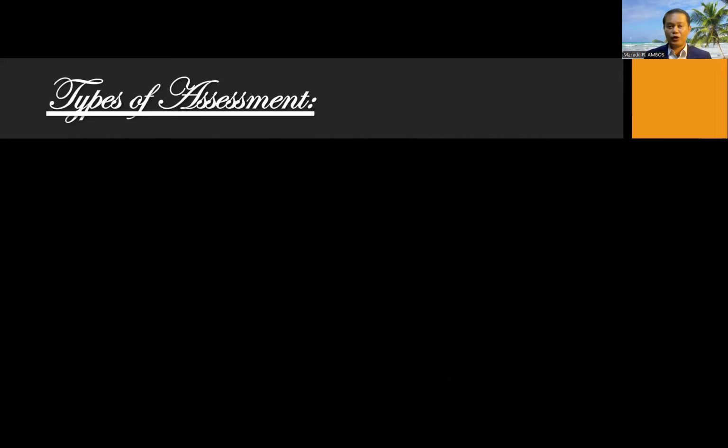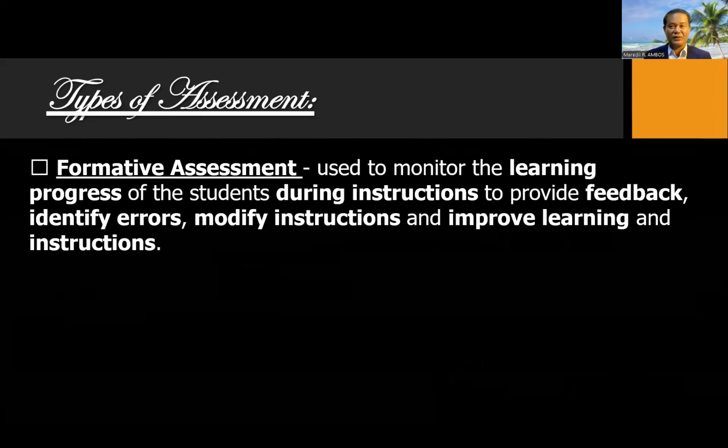We have actually four types of assessment. The first is the formative, from the word form. So this is used to monitor the learning progress of the students during instruction, to provide feedback, identify errors, modify instruction, and improve learning and instruction.